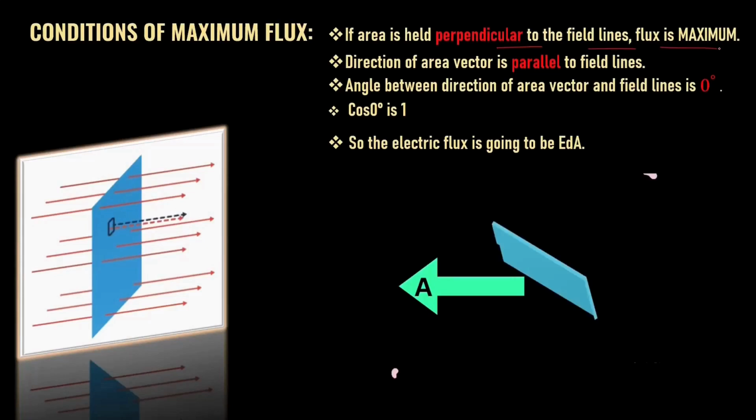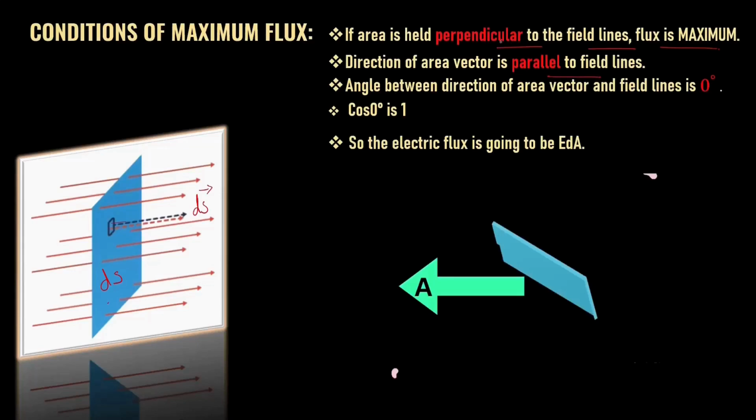Then the flux will become maximum. Let us see how it is that. See, this is the planar surface area, that is ds is the planar surface area. The electric field lines are crossing perpendicular to it. So area is also held perpendicular to the electric field. But see here, this is the area vector. This area vector is parallel to the field lines.